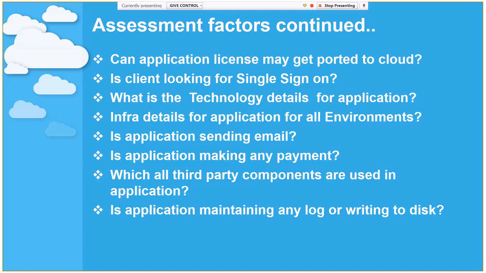Or is the application writing any log or writing to the disk? As we know, cloud is multi-tenant, and the VM details will keep on changing. It is not fixed. So we need to address it in a different way, like going to the blob, or we need to go with file storage. So these are the things we ask. Do we have any question?